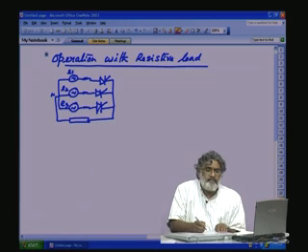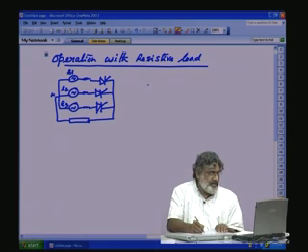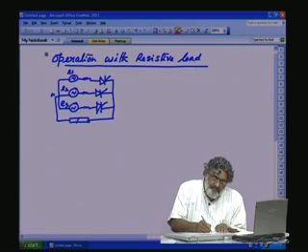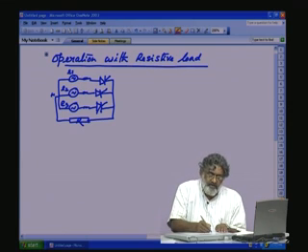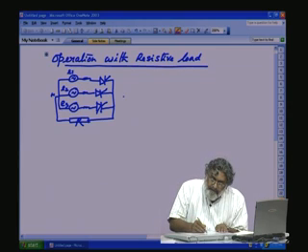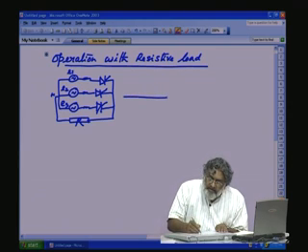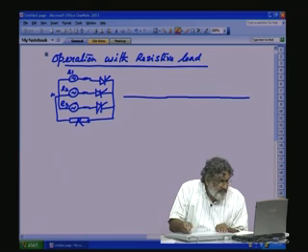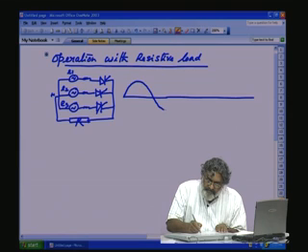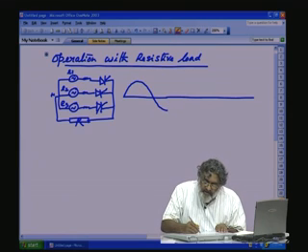Okay. Now, in this case, suppose the load is resistive. Load is resistive. In that case, what will happen? Let us draw the 3-phase waveform. This with practice you can do it.